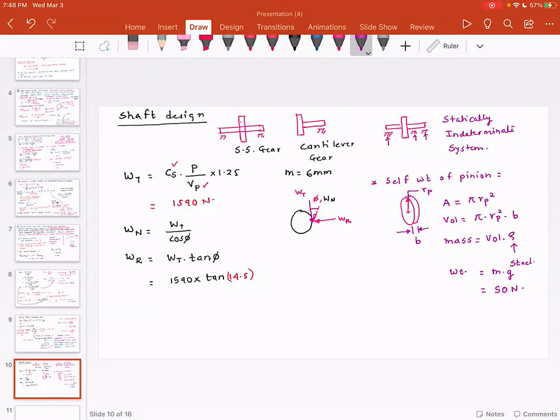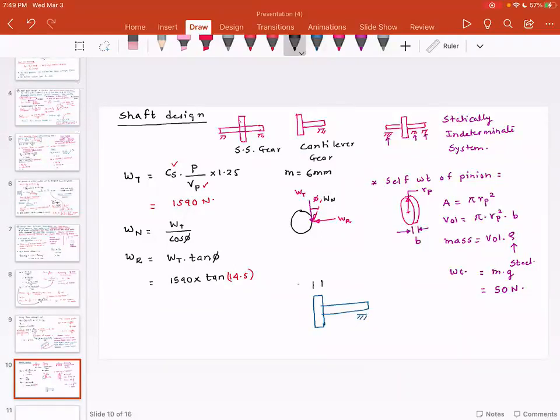So let's try to find out the easiest configuration that we can consider. I'm going to assume the pinion is overhung. And again, this is an assumption. There is no right or wrong answer here. So I'm going to assume the pinion is overhung.